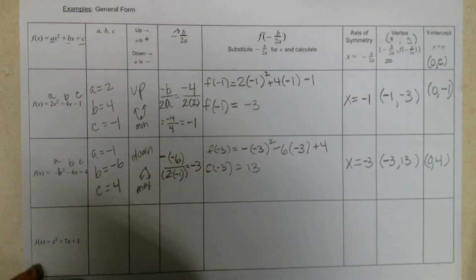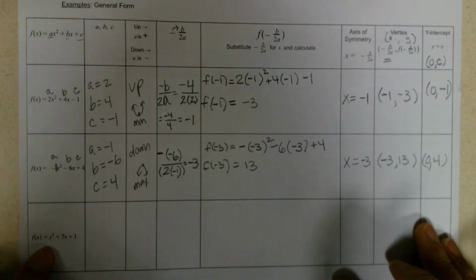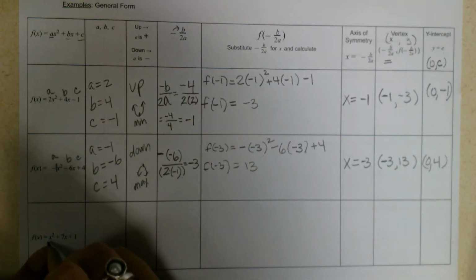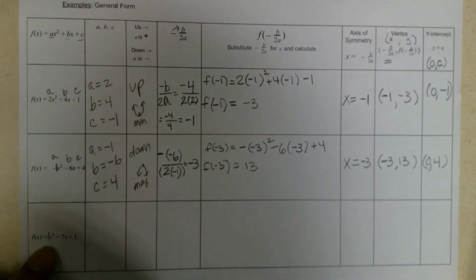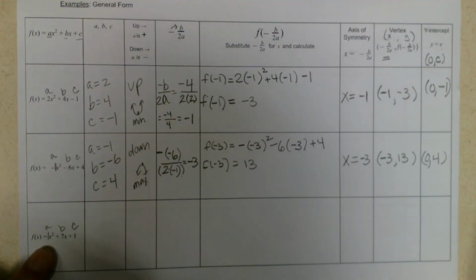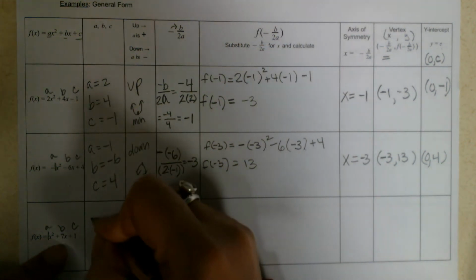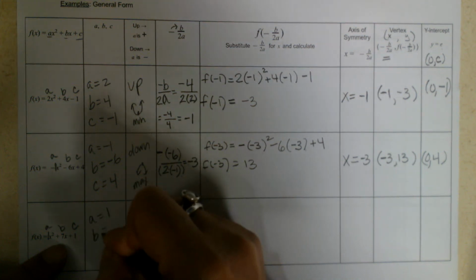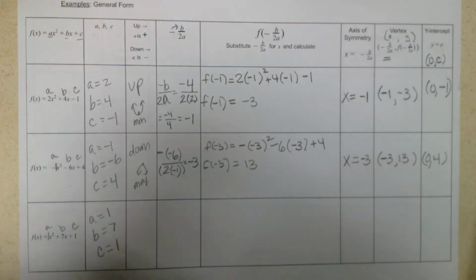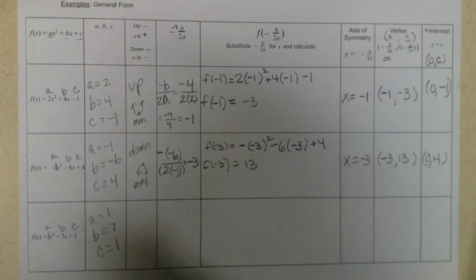All right, lastly for this one, f of x equals x squared plus 7x plus 1. Please make sure there's no number in front. The ones like to hide, so I like to put my ones in because I'm going to try to find my a, b, and c. I like to write a, b, and c. So a equals 1, b equals 7, c also equals 1. Putting the numbers in just like you see them.